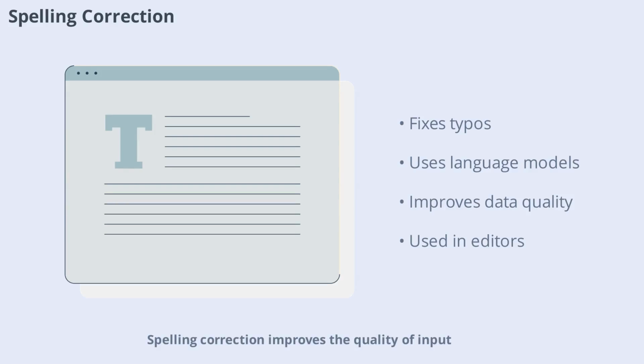Spelling correction improves the quality of input data and is widely used in search engines, messaging apps, and document editors, making communication smoother and more effective.